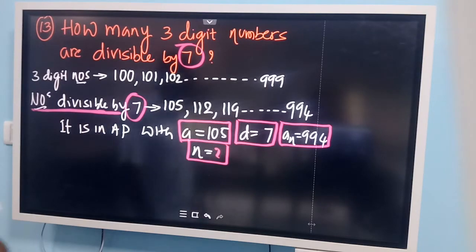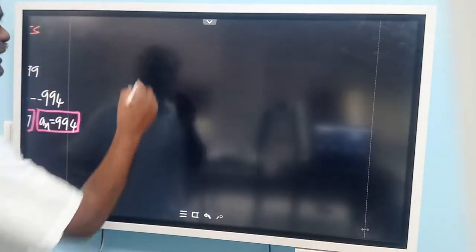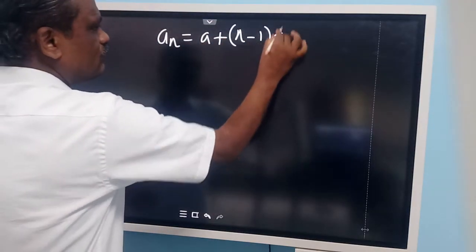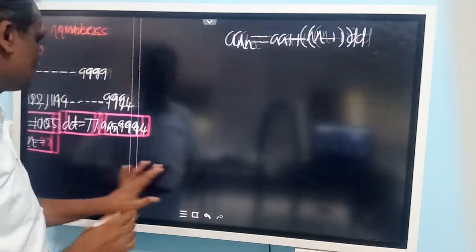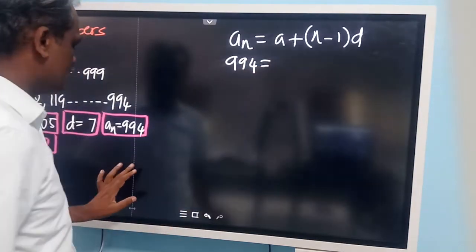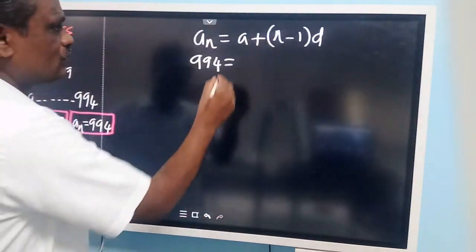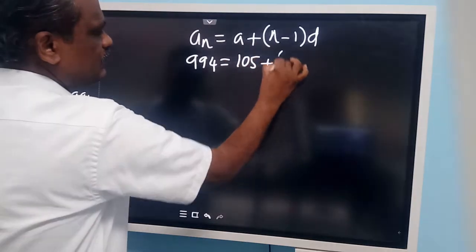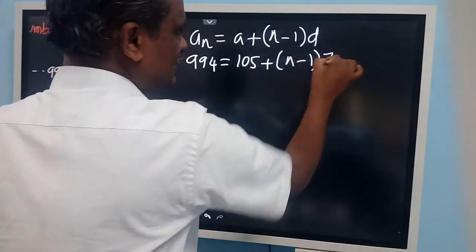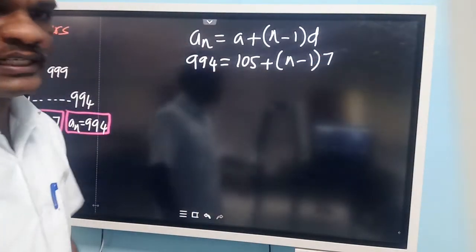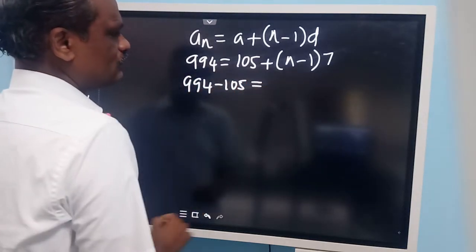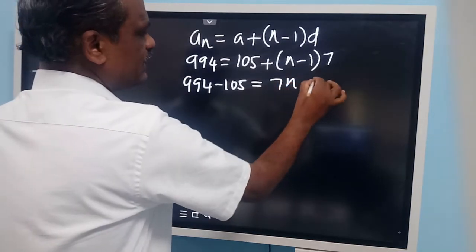Use the nth term formula to find this. Let us use the formula a_n = a + (n minus 1) times d. The nth term means the last term, that is 994. The first term a is 105. So you can write 105 plus (n minus 1) into the common difference d, which is 7. Simplify this: transfer 105 to the left side. So 994 minus 105 is equal to 7n minus 7.